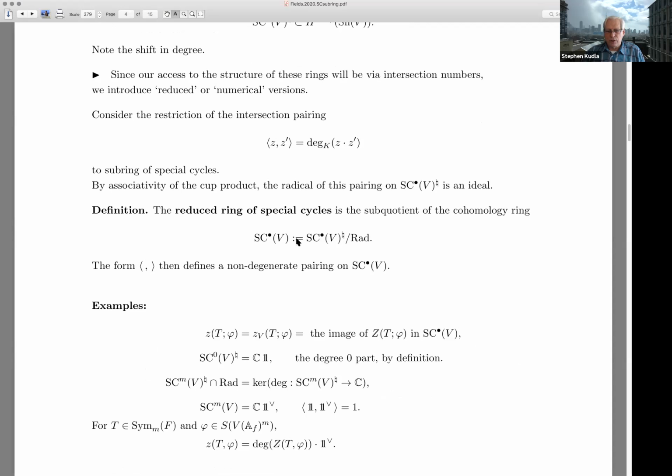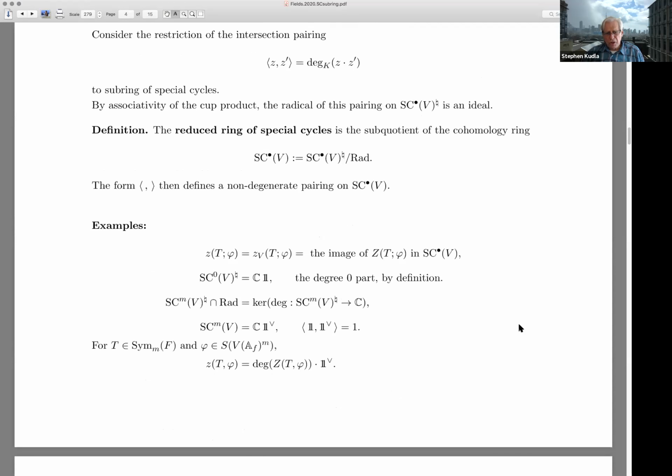And I've erased the natural, and I'm now just writing nothing, since this is the main object of interest. Okay, so just to notice what happens. First of all, I'm going to write little zt phi for the image of this big zt phi in this special cycle quotient ring here.